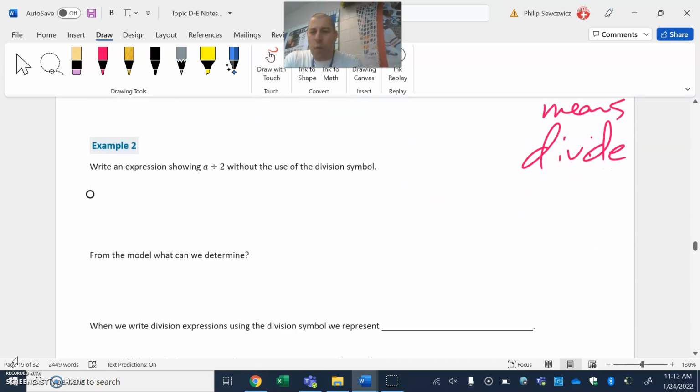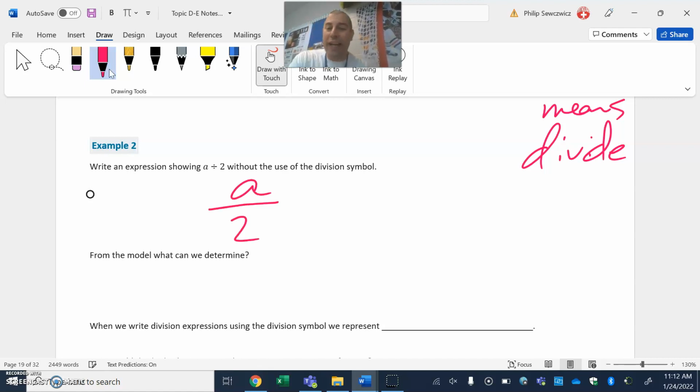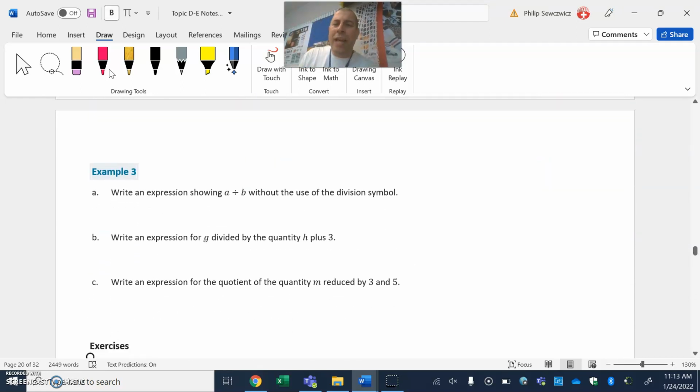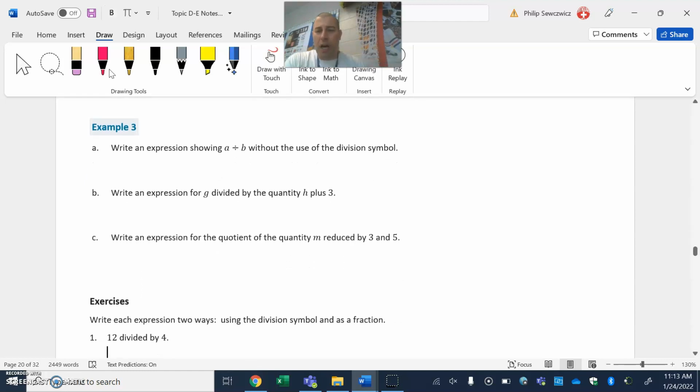So write an expression showing a divided by 2, without the use of the division symbol. So a divided by 2. That's it. Writing it as a fraction. That's what we're looking at from this standpoint. Now, there's going to be some vocabulary words that come up here, and what we'll do is we'll slowly start to accumulate them. But there's certain ones that we want to point out here.